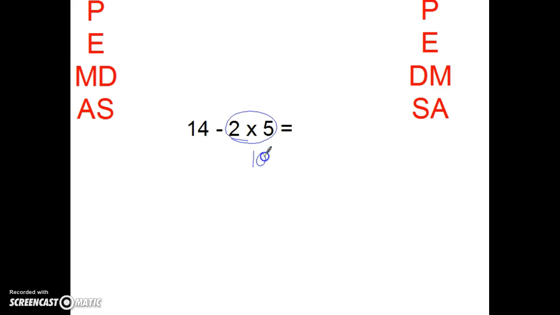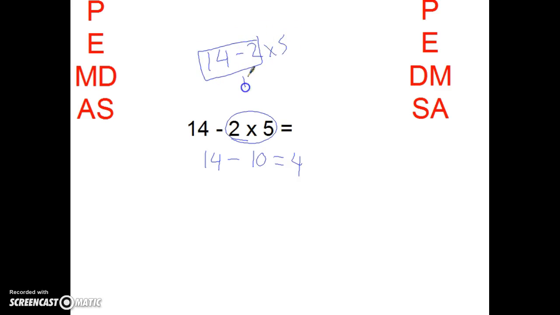Multiplying has more power, so I'm going to be doing 2 times 5 first. I get 10. 14 minus 10 gets me to a 4. And the order I do these in definitely would make a difference. Here's just an example. What if I did this one the other way? Let's just check it out to see what would have happened.